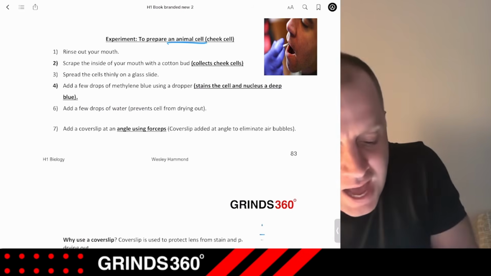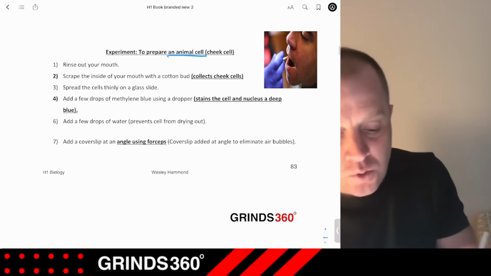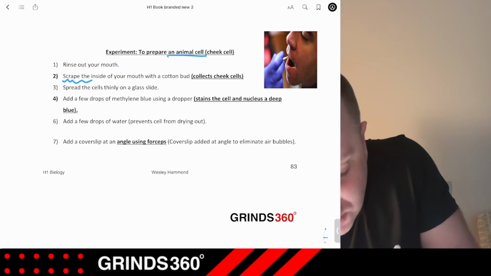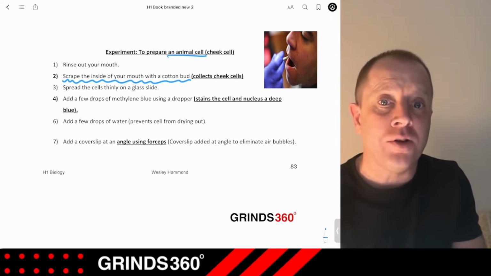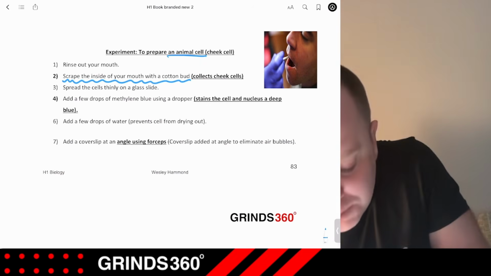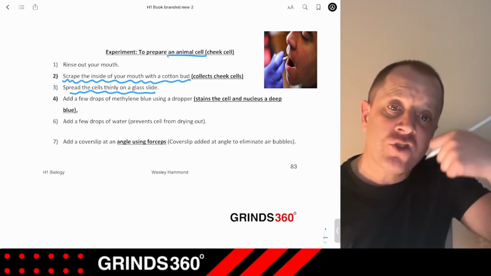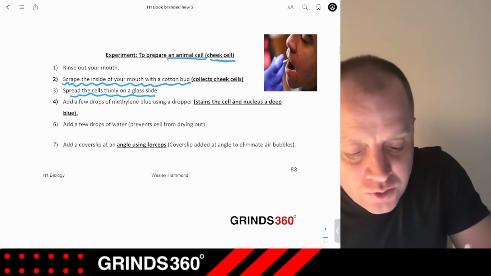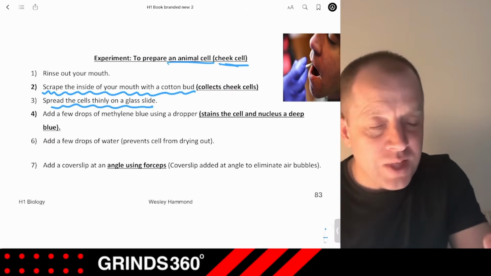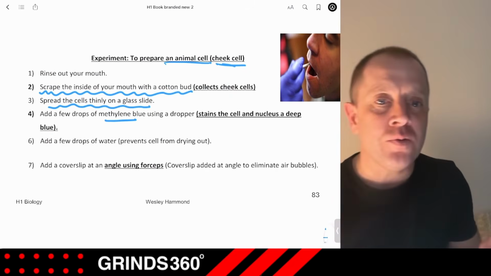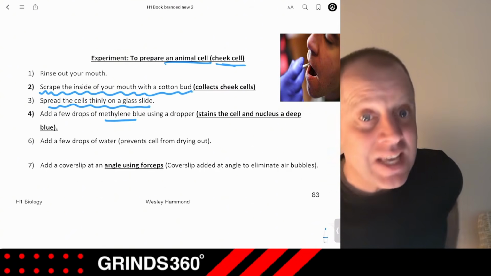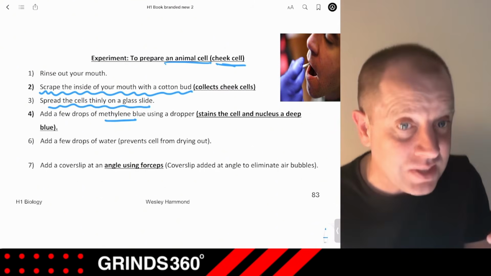Okay, let's look at part 2 of this, to prepare an animal cell. So you rinse your mouth. You scrape the inside of your mouth with a cotton bud. Really important that. You spread those cheek cells onto the slide. What do you do then? You add methylene blue. It was iodine for the plant cells. It's methylene blue for the animal cell, the cheek cell.